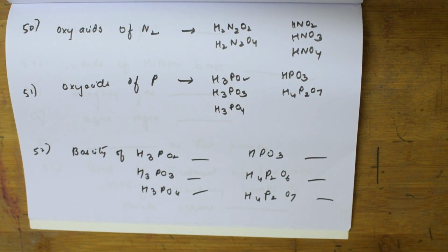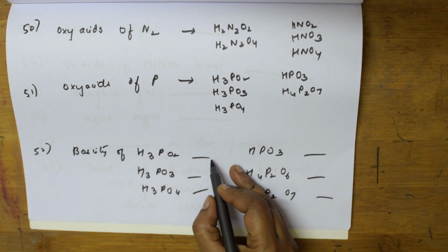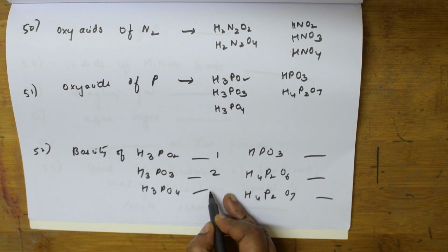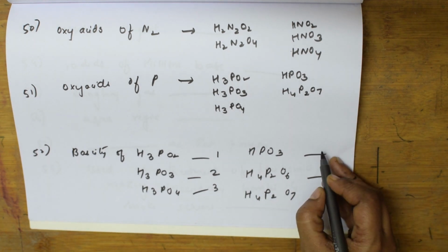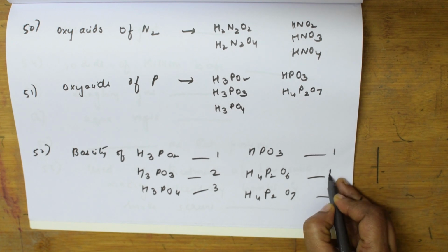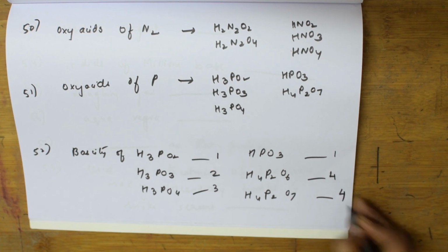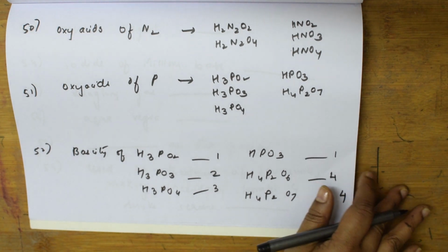For the same thing, they've been asking the basicity. Remember, basicity is basically the number of OH groups. For H3PO3 basicity is 2, for H3PO4 basicity is 3, and for H3PO2 it is 1. For H4P2O7, pyrophosphoric acid, basicity is 4. Done. Let us see the next question.